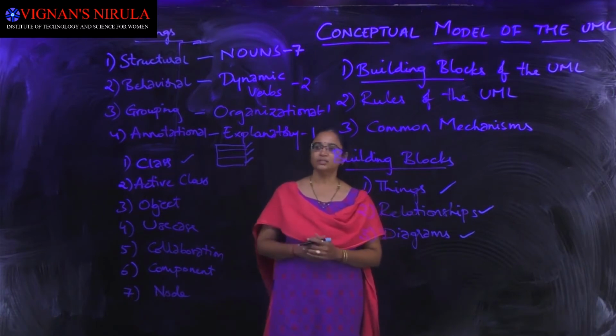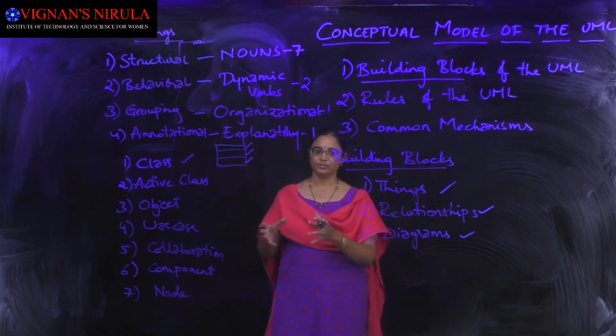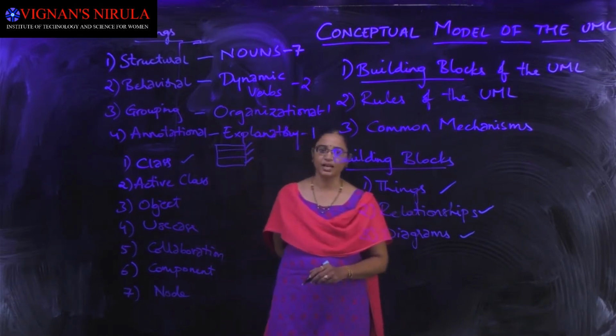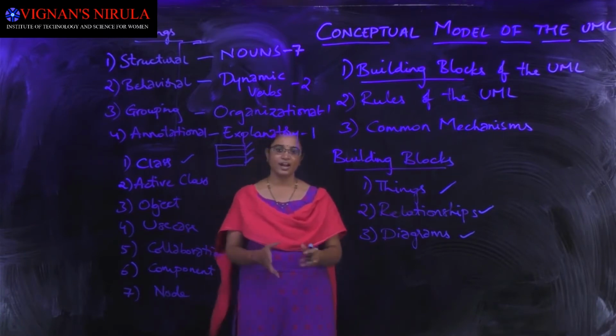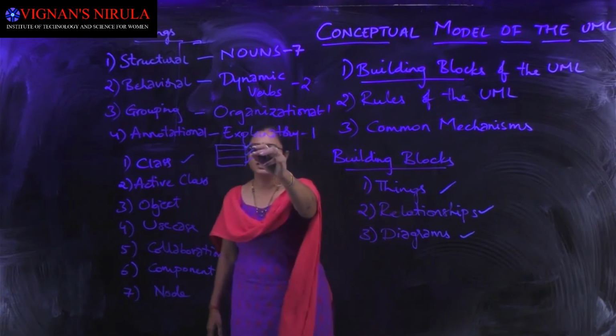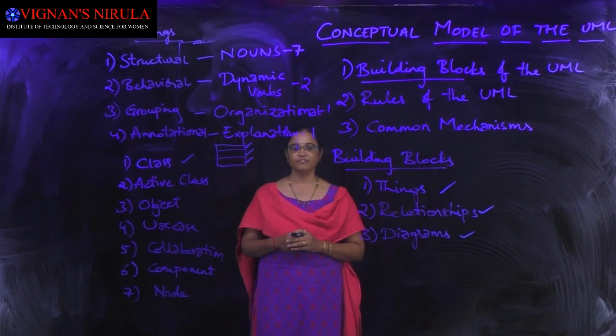So here the class is used to represent the same behavior of the collection of the objects. A class can be represented graphically by using a rectangle having 3 compartments. First one indicates the name of a class and the second one indicates the attributes. If you consider Java, the class name is nothing but the class in Java.